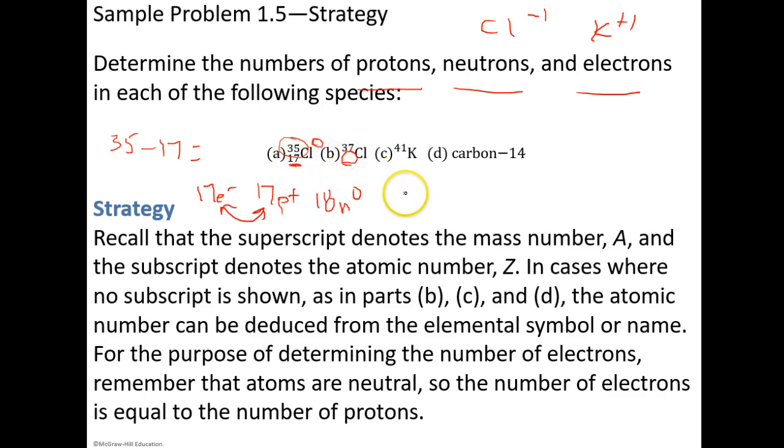So how many protons are in that chlorine? 17 protons. All right, 37 is the mass number, so how many neutrons? You should have 20, right? Because 20 plus 17 is 37. How many electrons? You should also have 17 electrons because it's neutral. If I had a charge up here, then you would have a charge.